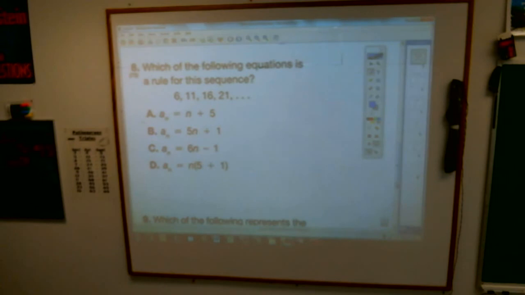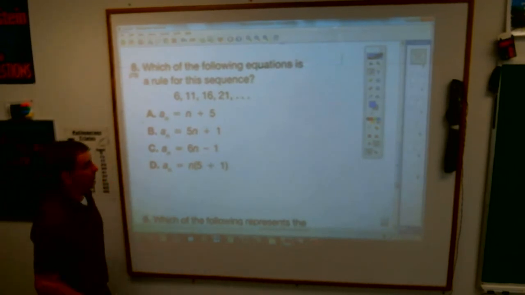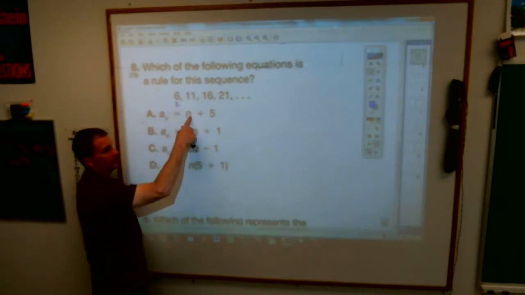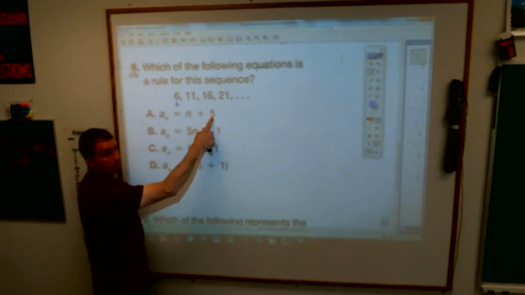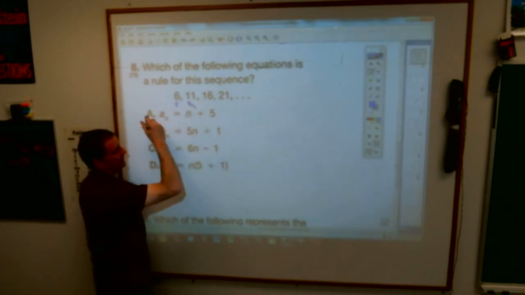Here's the deal with this, people. You just need to plug numbers in and see if they work. Easiest way to do it. This is the first term, so you put 1 in for n. Does it work? Is 1 plus 5, 6? Yes. Okay, you gotta keep trying for this one. If you put 2 in for n, is 2 plus 5, 11? No, so that doesn't work.